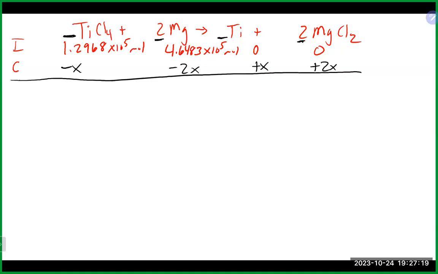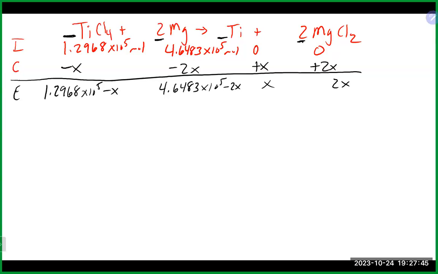At this point, we're just going to bring everybody down. We got kind of big numbers here, but 1.2968 times 10 to the 5th minus x. I can get rid of the moles for now, just to make it a little less stuff in the way. Then 4.6483 times 10 to the 5th minus 2x. This is going to give us x, and that's going to be 2x. Any questions on how to set up the table there?